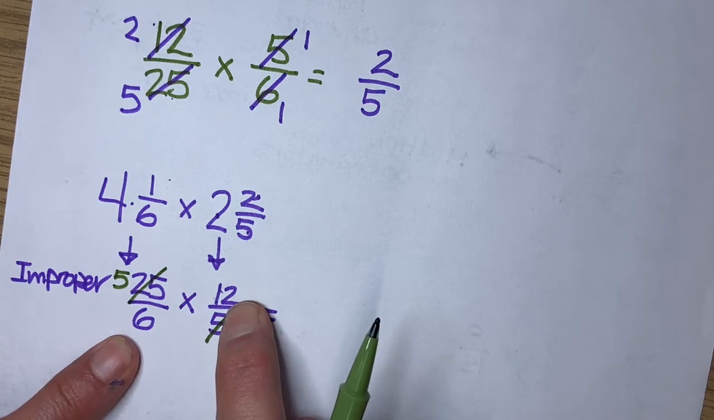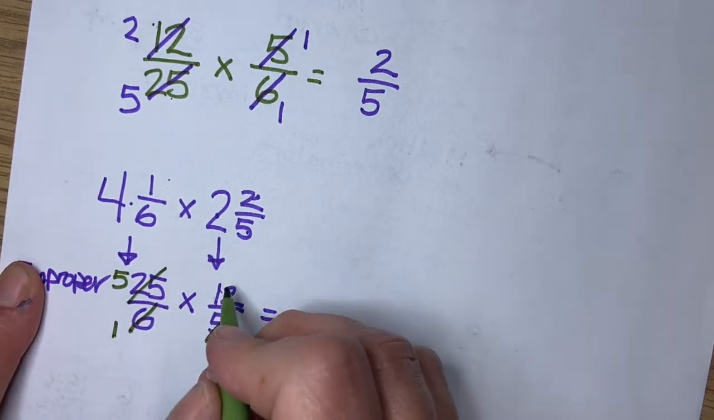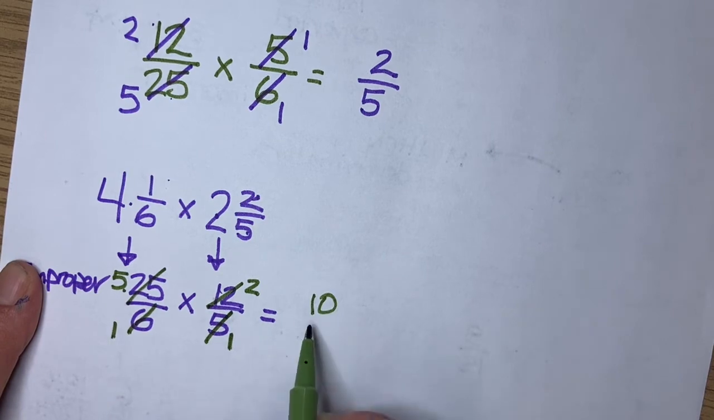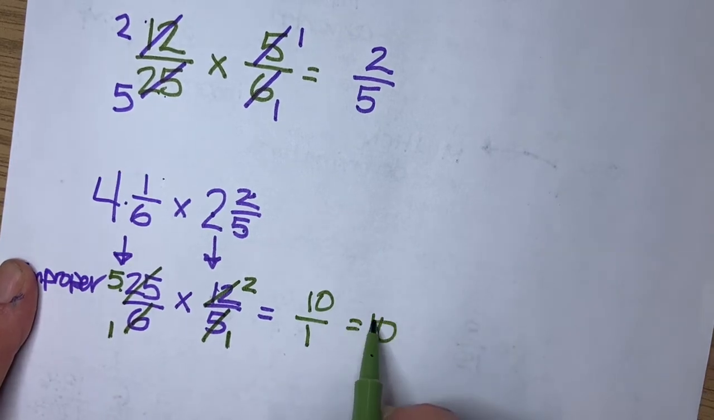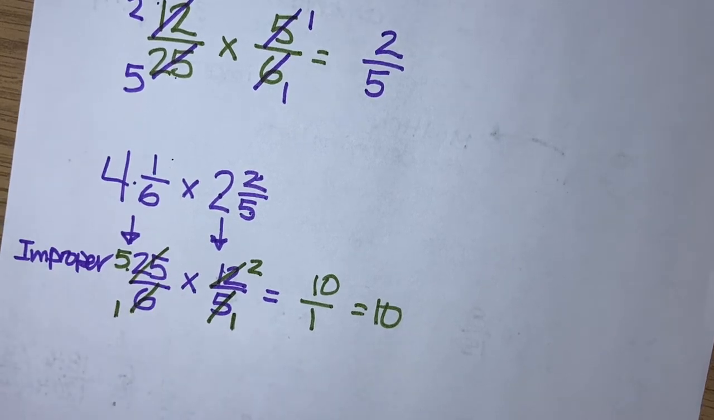6 goes into 6 and 12, so I'm going to divide by 6. 6 divided by 6 is 1. 12 divided by 6 is 2. 5 times 2 is 10. 1 times 1 is 1, and that is just 10. So that was a lot easier to do than doing 25 times 12, getting that answer over 30, and then trying to figure out what it was.